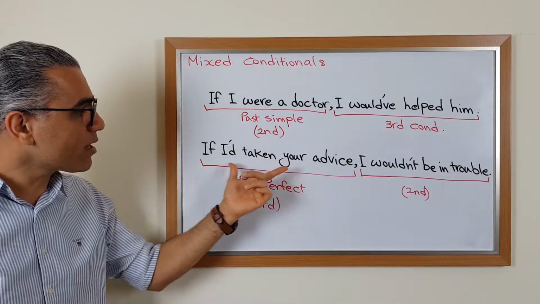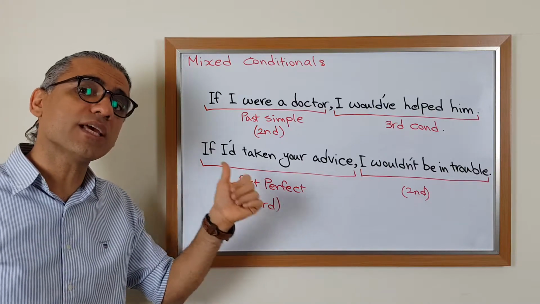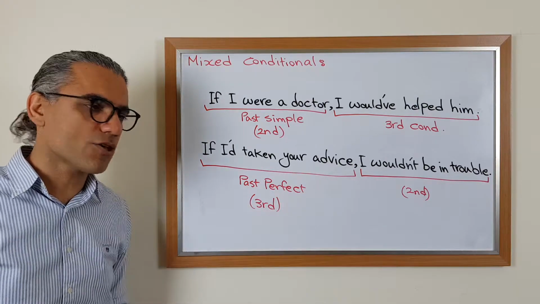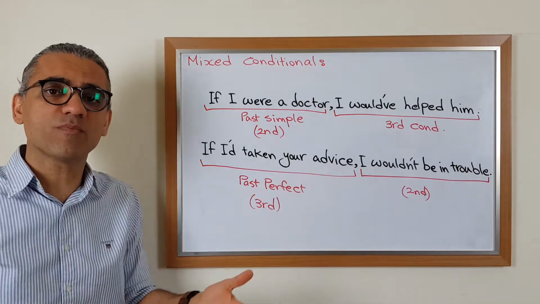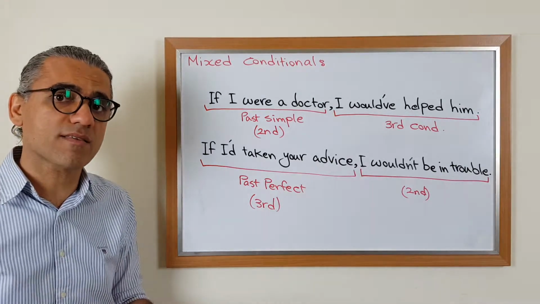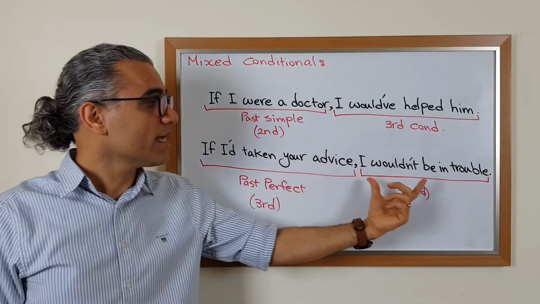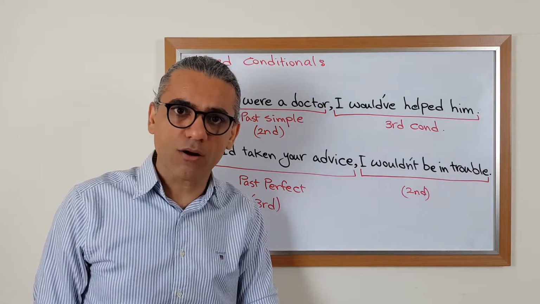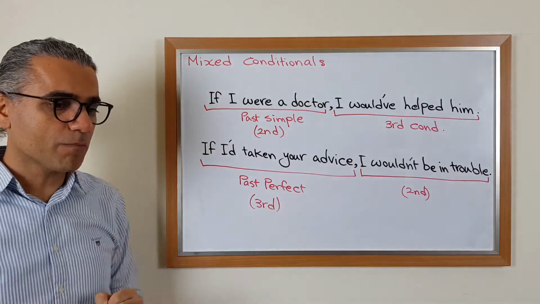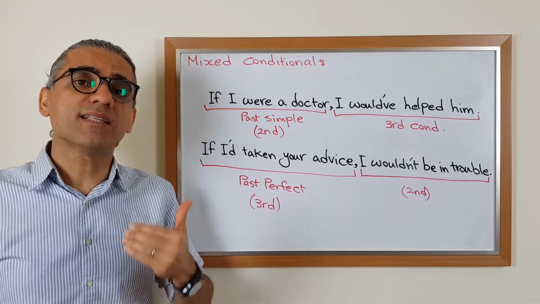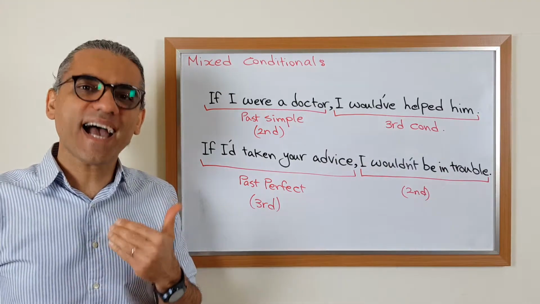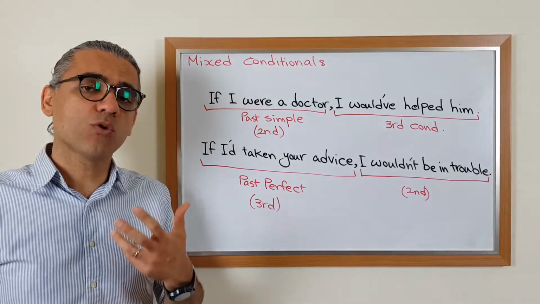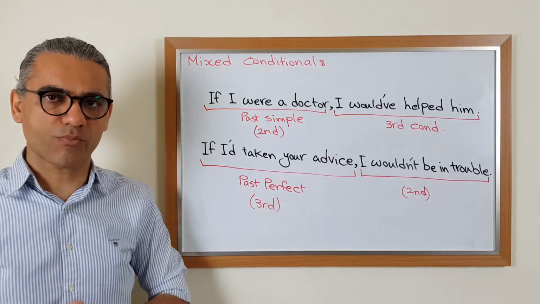Another form: sometimes there is an imaginary situation in the past, using past perfect in the condition clause. If I had taken your advice, it means I didn't take your advice. That is why this is an imaginary situation in the past. But it has present results. We say, I wouldn't be in trouble now. Or for example, another example we could say, he wouldn't be in prison now if he hadn't committed that crime. So an imaginary situation in the past with a consequence or consequences in the present.